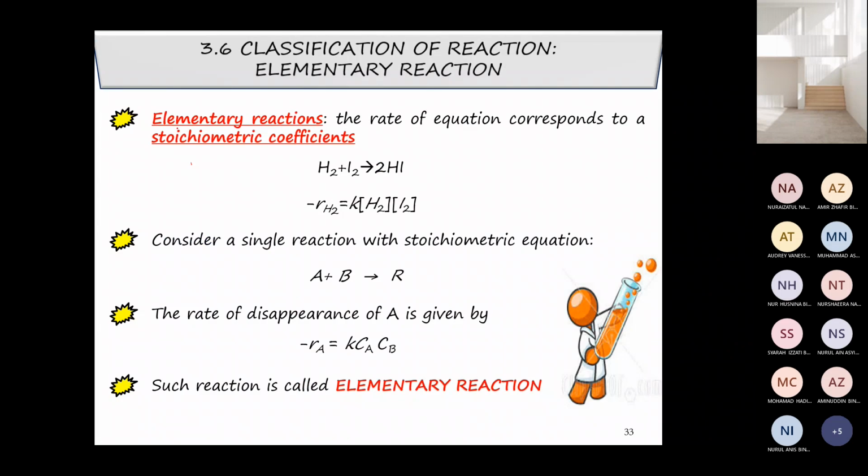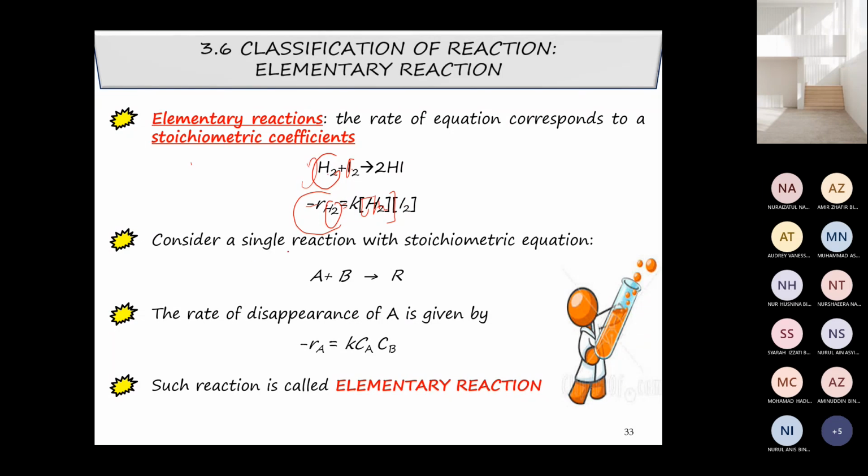And then classification of reaction, elementary of reaction. This is what we call as elementary. The rate of equation correspond to stoichiometric coefficient, so dia akan bergantung pada stoichiometric coefficient ni. Kalau you tengok, H2 plus I2 is equal to HI. So this one is the negative R H2 sebab dia negative, this is a reactant, is equals to K H2, the component for hydrogen plus with the I2 here.